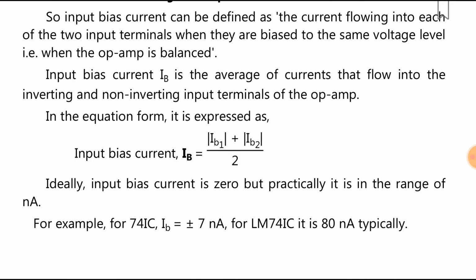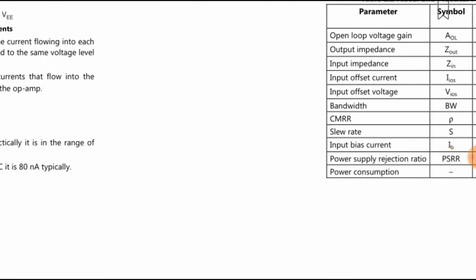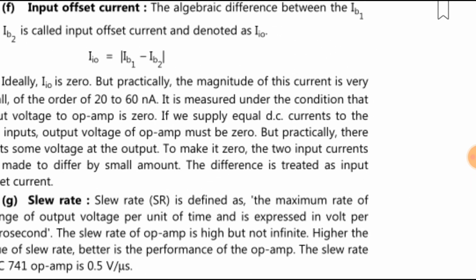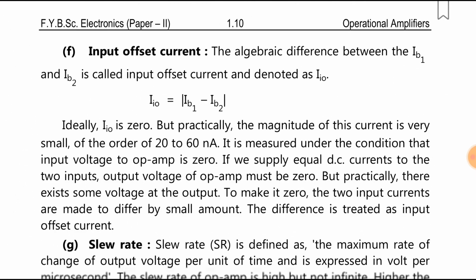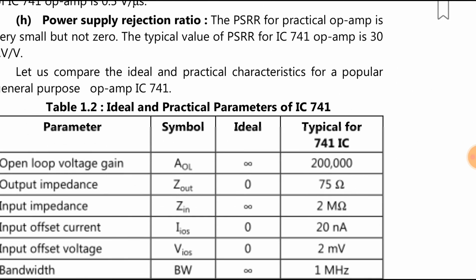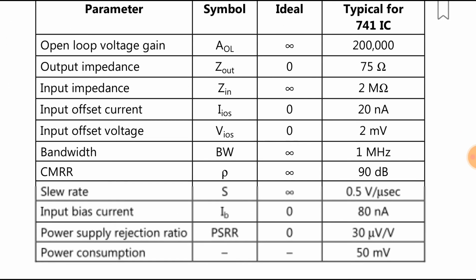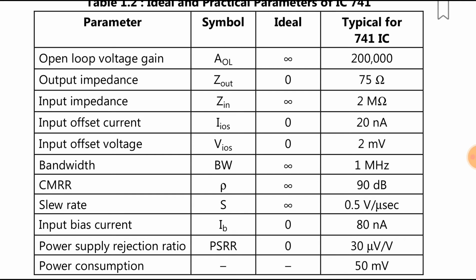Now input bias current. So it is IB is equal to IB1 plus IB2 upon 2. Then input offset current, slew rate, power supply rejection ratio. So these are the ideal and practical parameters of IC 741.